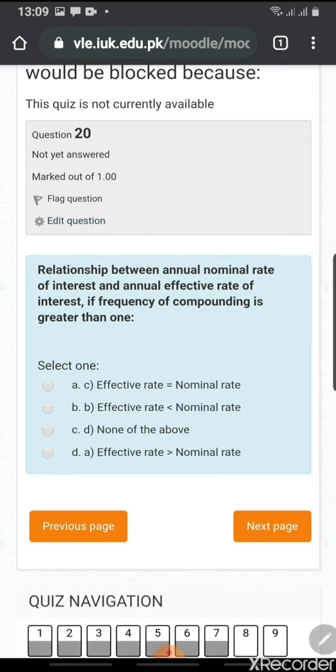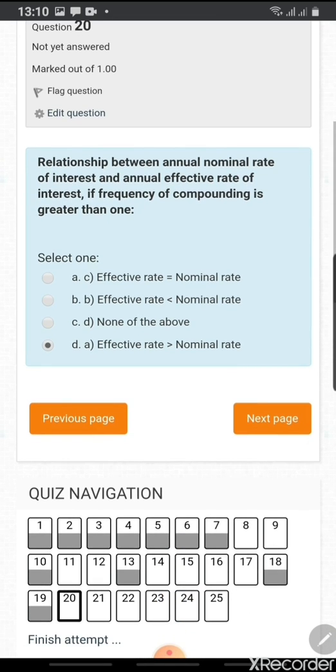Relationship between annual nominal rate of interest and annual effective rate of interest. The frequency of compounding is greater than 1. So annual nominal rate is the annual percentage rate. It is another name for it. So annual percentage rate can be equal to the annual effective rate if the compounding period is 1. But if the compounding period is more than 1, the effective rate will always be greater than your nominal rate.